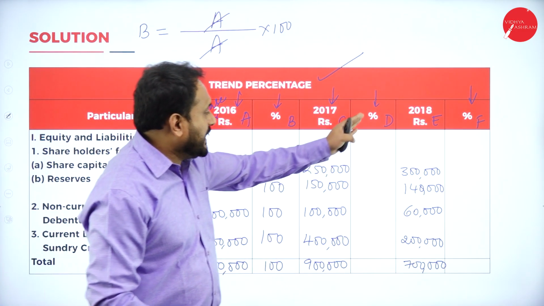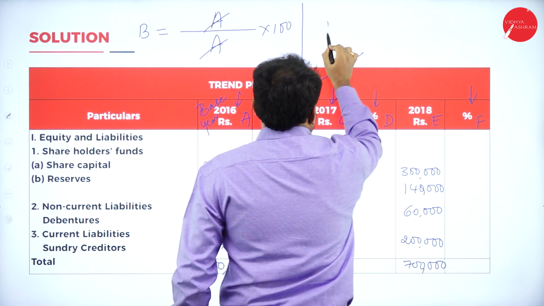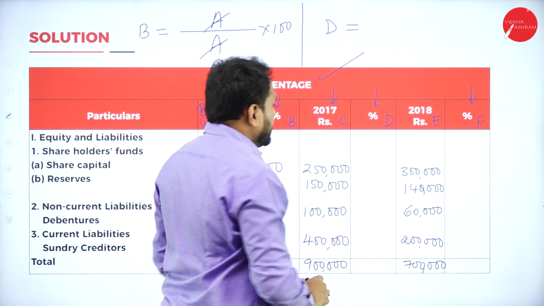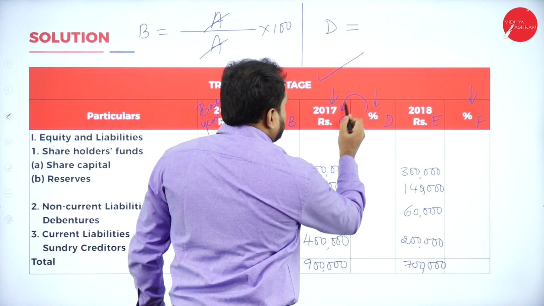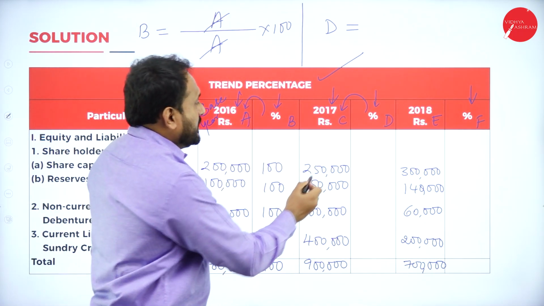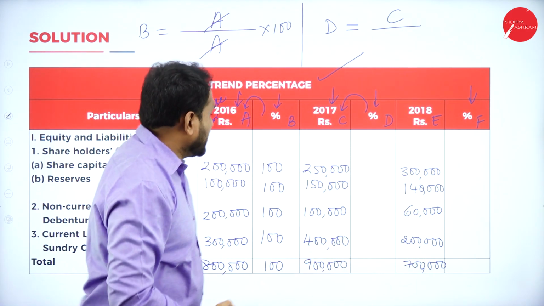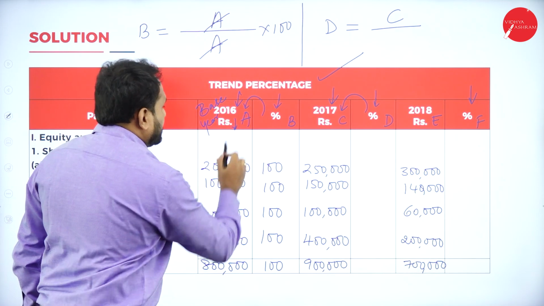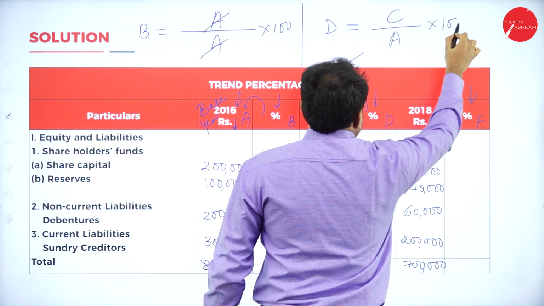Now let's go with D. How will you go with D? Let me just bifurcate this. D is equal to. Now what is the change? 2017. Here also what happened? B. What is the change? A. Now here D is there. C. What is the base here? This is the base here now. A. That means into 100.